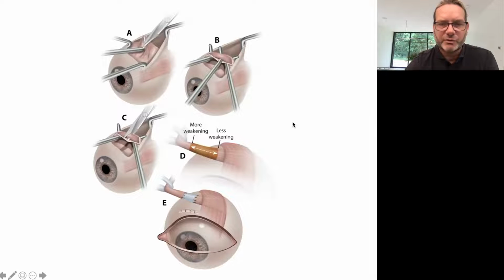Here's another graphic showing that. Here's a superior oblique. The tendon, superior oblique's been isolated. It's in the tendon sheath still. Sheath's been opened up. Got the superior oblique tendon. Those pearly fibers are on the Stevens hook here, and it's being cut. All right, so that's a tenotomy. And closer to the trochlea, more weakening. Closer to the superior rectus, less weakening. This is an example of a spacer being put in for Brown syndrome.